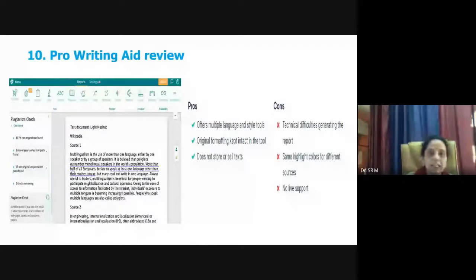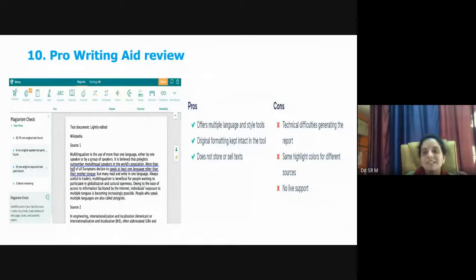Then, at last, the 10th one, ProWritingAid review. Similar to the above two tools, it also shows matches for only the first few sources and no matches at all till the end of the document, right? It was unable to process a document of a bigger size at the instance when it was used. So same color for all the sources, again making it harder to differentiate between them. So this report will be clear, but it only shows the matches for the highlighted text only.